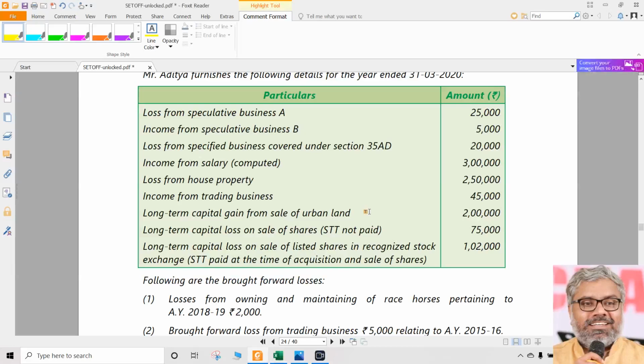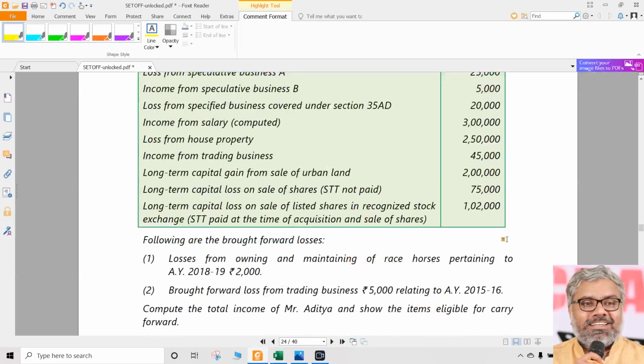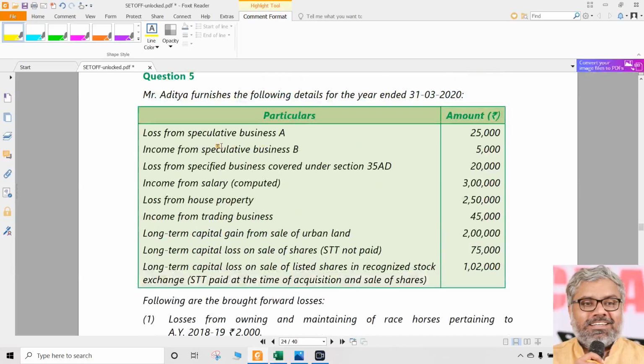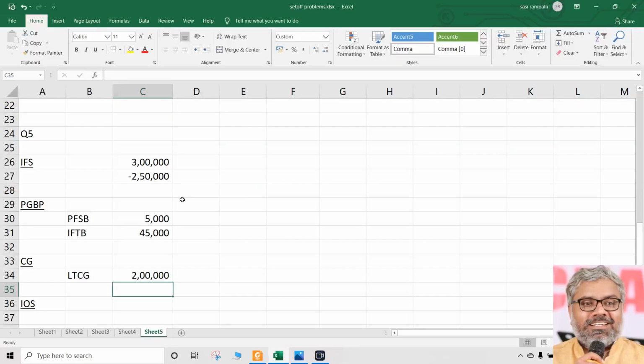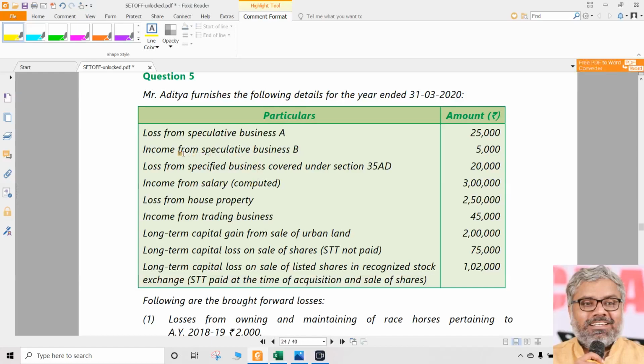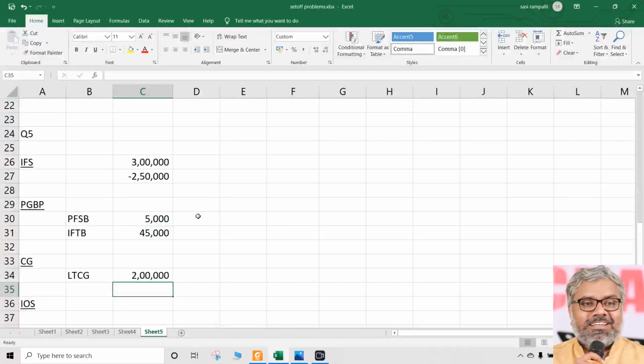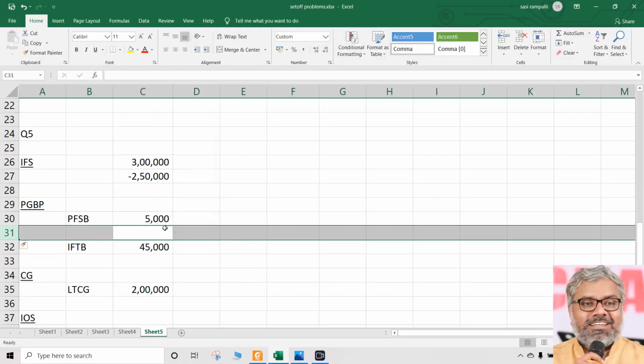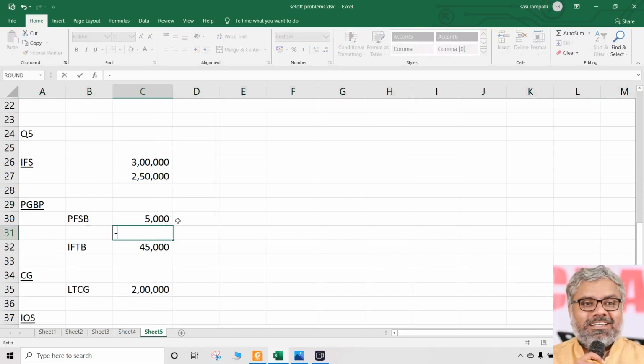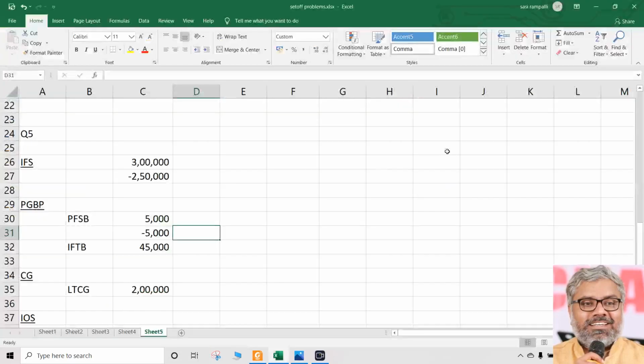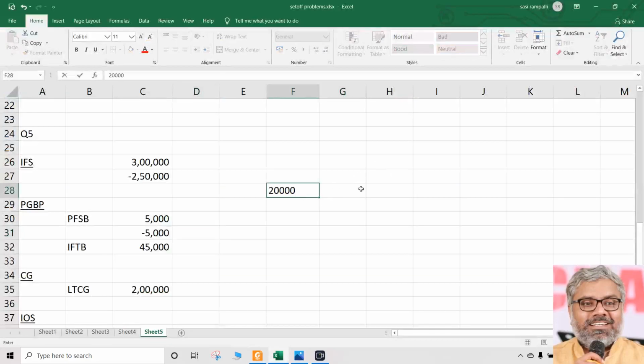Now we can come one by one to the current losses. Then only we can go to the brought forward losses later. So let us take one by one. Loss from speculative business A, 25,000. Can it be set off against the profit from the speculative business B? Yes, it can be. But how much? It can be set off only to the extent of 5,000. Only 5,000 rupees can be set off against that. So naturally the remaining 20,000 as usual will go to carry forward.